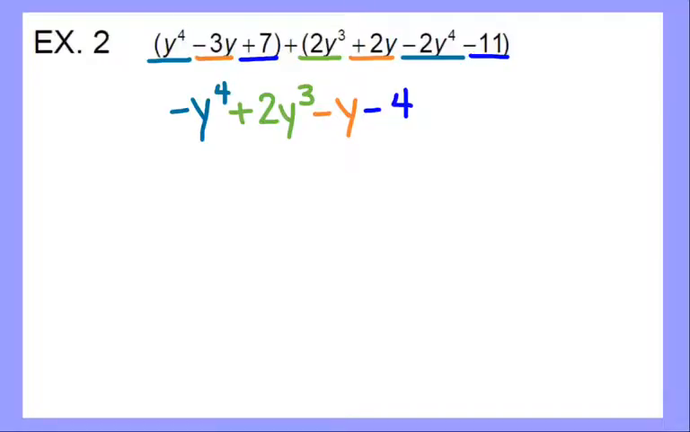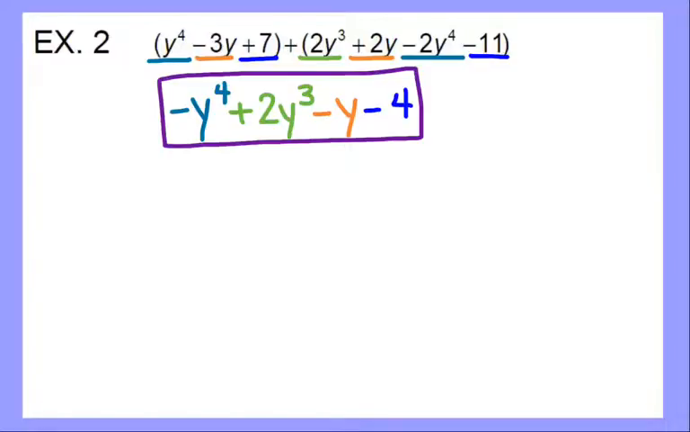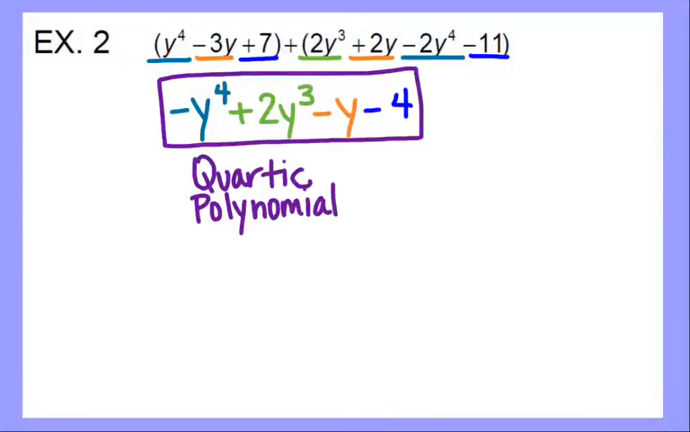So after you're done, always make sure they're in descending power, highest exponent first. Okay, so since the highest exponent for this polynomial is 4, this is a quartic polynomial. Anything more than 3 terms, we just call a polynomial.